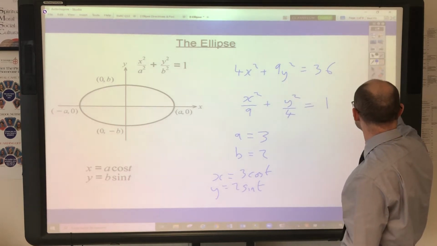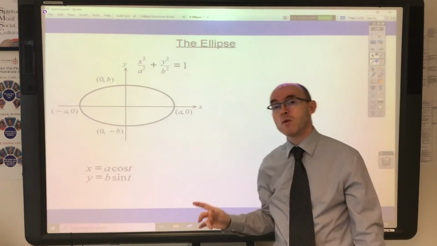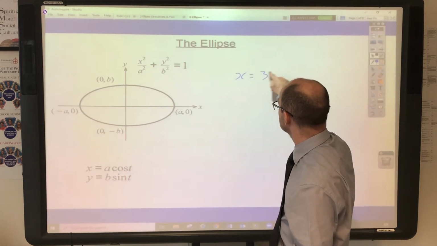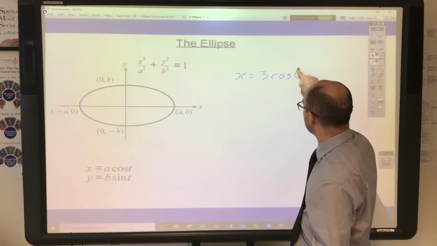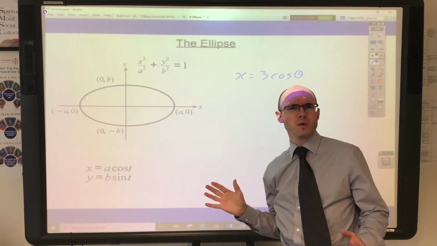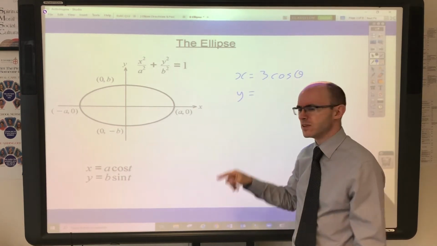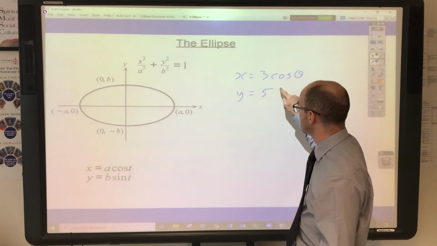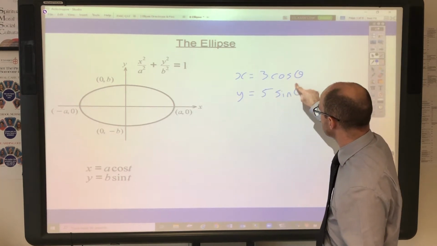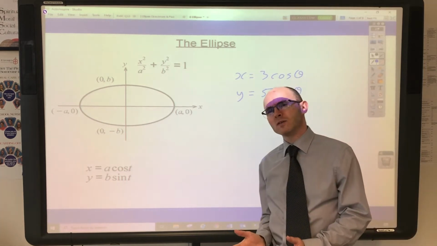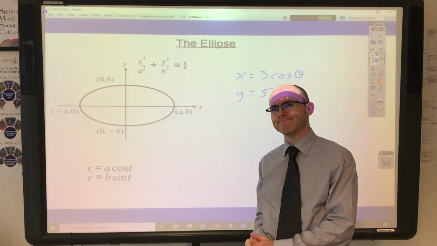So let's just get rid of that. This time we'll give you the parametric form. So x equals 3 cosine, and use theta this time, a little bit different, but traditionally we use either t or theta for these parametric equations. y equals 5 sine theta. And what we're going to do is just draw a sketch. Can you do it without working out the Cartesian equation?